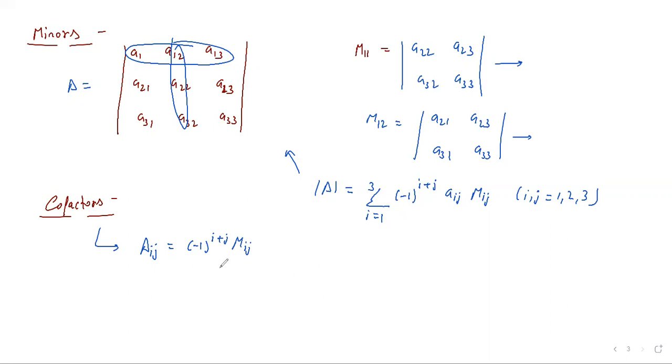Then, if this is my cofactor, the determinant of A would be equal to the summation, i going from 1 to 3, of aij and Aij. So this would be the corresponding determinant in terms of cofactors, and the earlier one was in terms of minors. These are the same things. You just need to find the minors and the cofactors, and then you will get your answer.